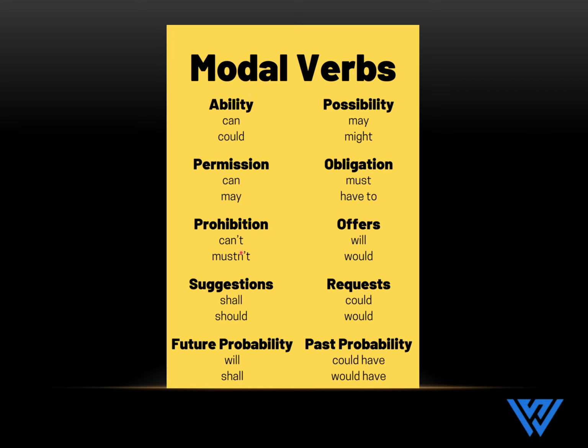Prohibition. For prohibition, we can say can't and mustn't. So it can be used in a sentence like, you can't go on the work site. Similarly, looking at the offer words, when you have to offer someone something, you will say will or would. You can say, will you like to go with us? Or you can say, would you like a cup of tea?